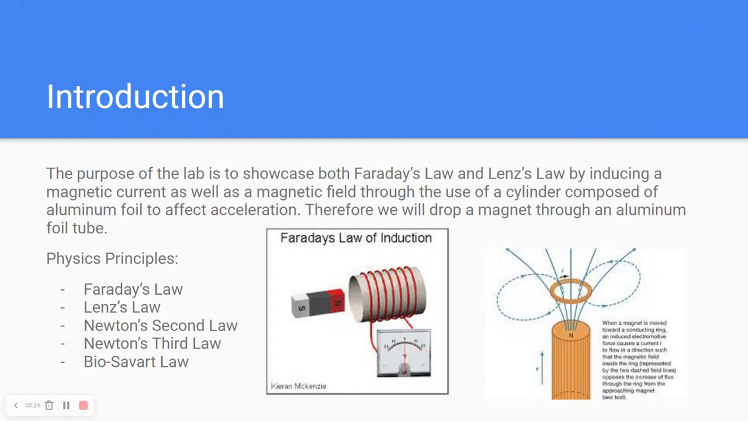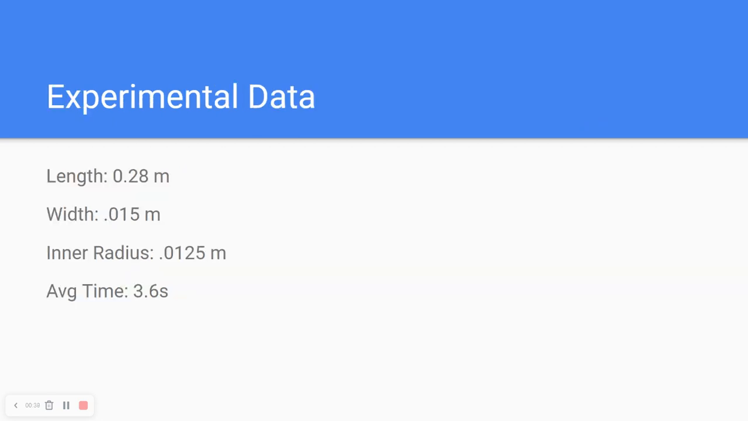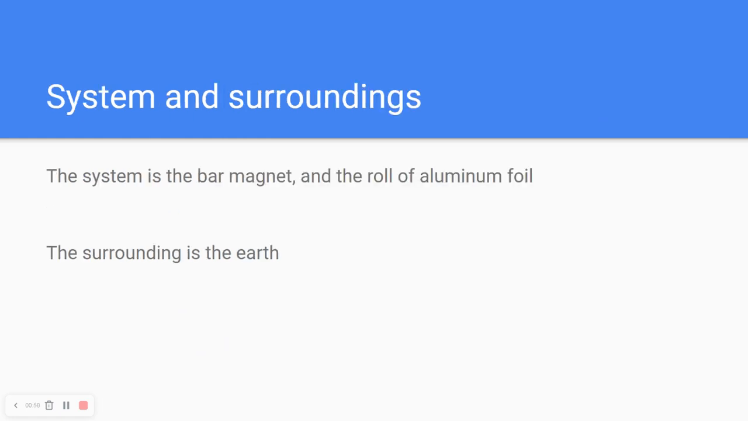So the physical principles that we're going to be using are Faraday's law, as shown by this image, Lenz's law, as shown by the image on the right, as well as Newton's second law, Newton's third law, the Biot-Savart law, as well as Ohm's law in some of the analysis. For the experimental data, we have a length of 0.28 meters, a width of 0.015 meters, and a radius of 0.0125 meters, and an average time of 3.6 seconds.